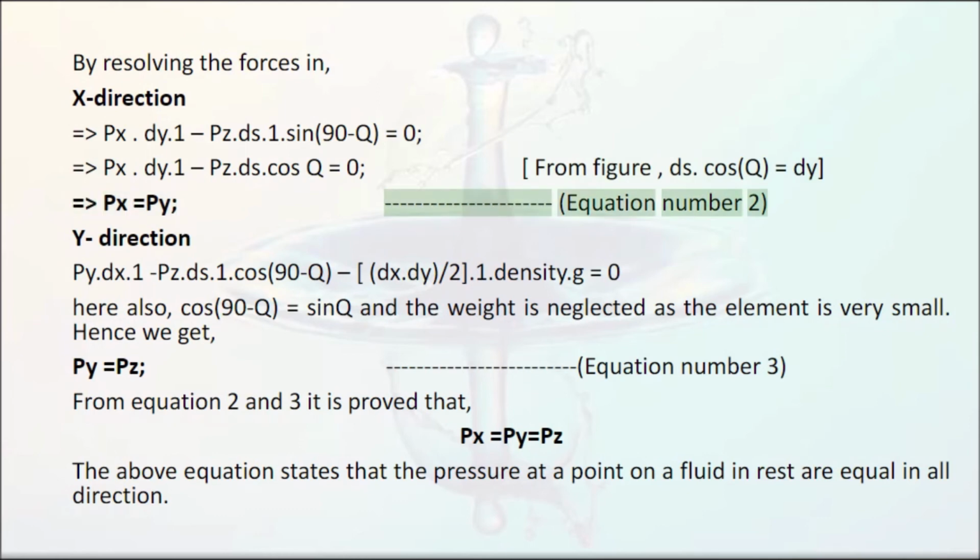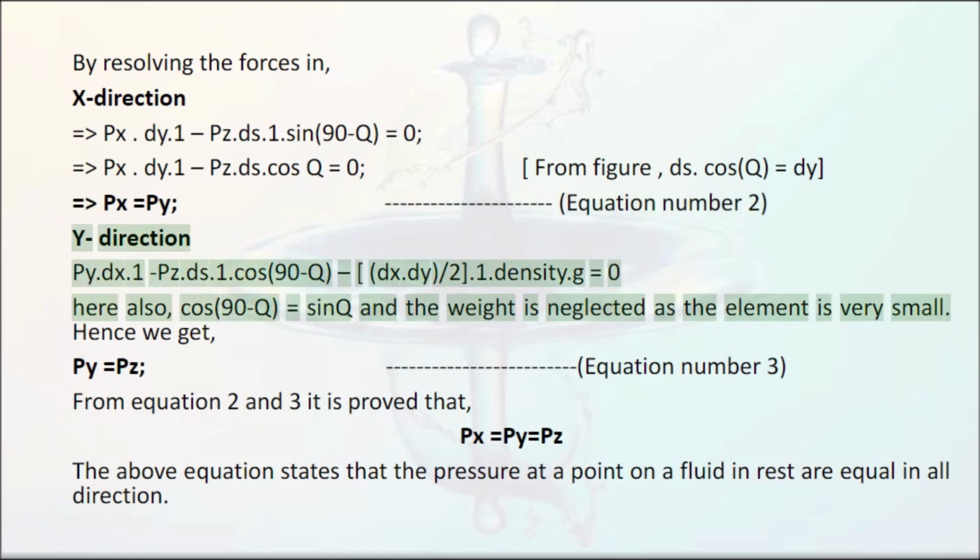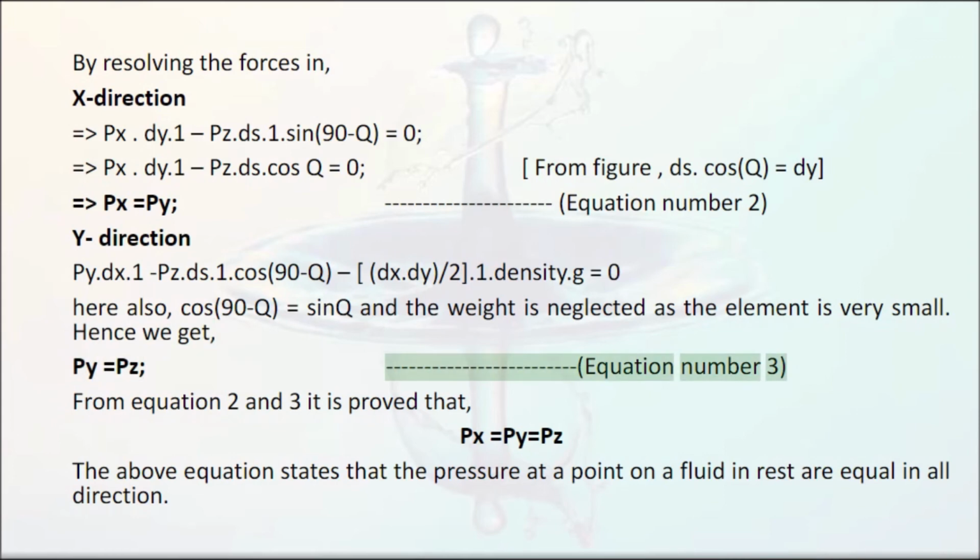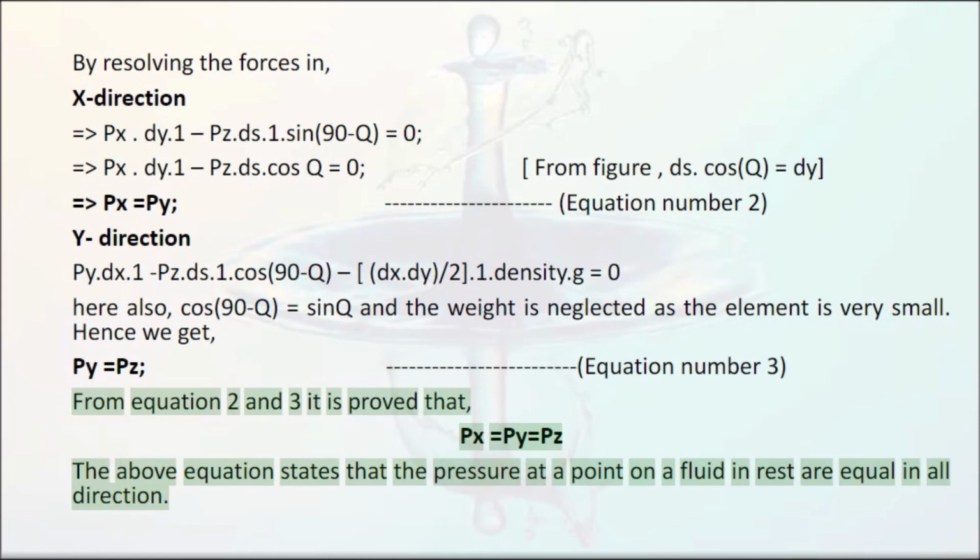Equation number 2. In the y direction: px dx minus pz ds cos(90 minus q) minus (dx dy/2) times density times g equals 0. Here also, cos(90 minus q) equals sin q, and the weight is neglected as the element is very small. Hence we get px equals pz. Equation number 3. From equations 2 and 3 it is proved that px equals py equals pz. The above equation states that the pressure at a point in a fluid at rest is equal in all directions.